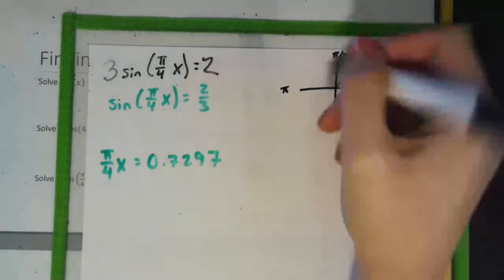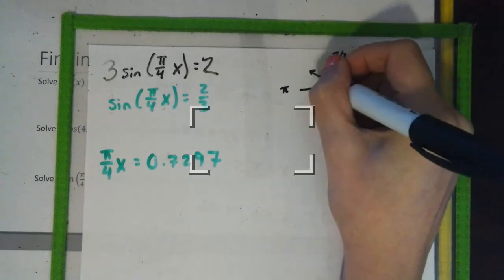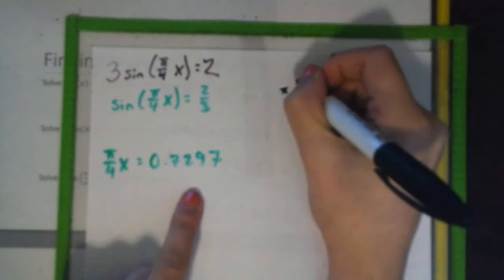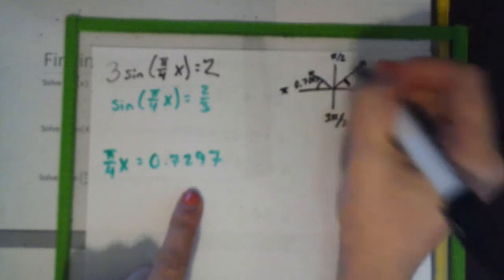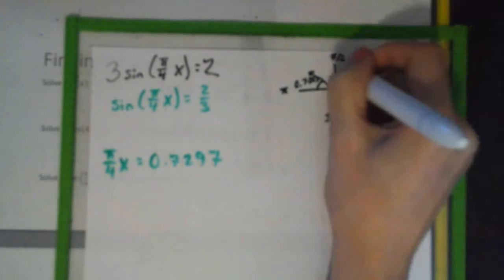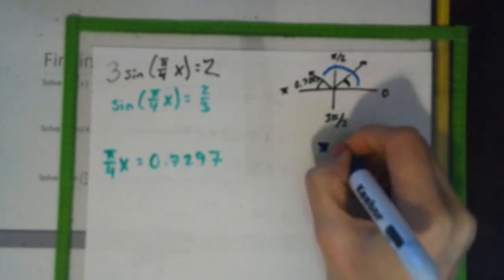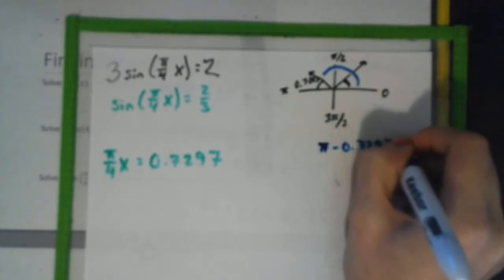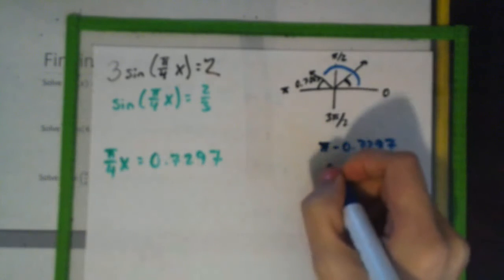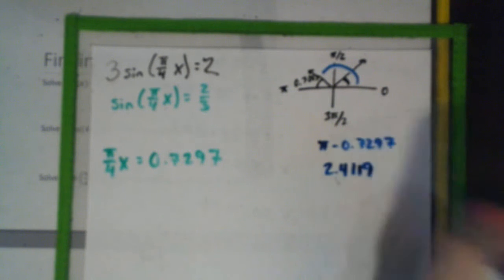Sine is also positive in the second quadrant. So I need my second quadrant angle that still has this as a reference angle. Because that was our first quadrant angle, that is my reference angle, 0.7297. So to find my quadrant 2 angle, I'm going to have to do pi minus my reference angle, 0.7297. And that gives me a second quadrant angle of 2.4119.